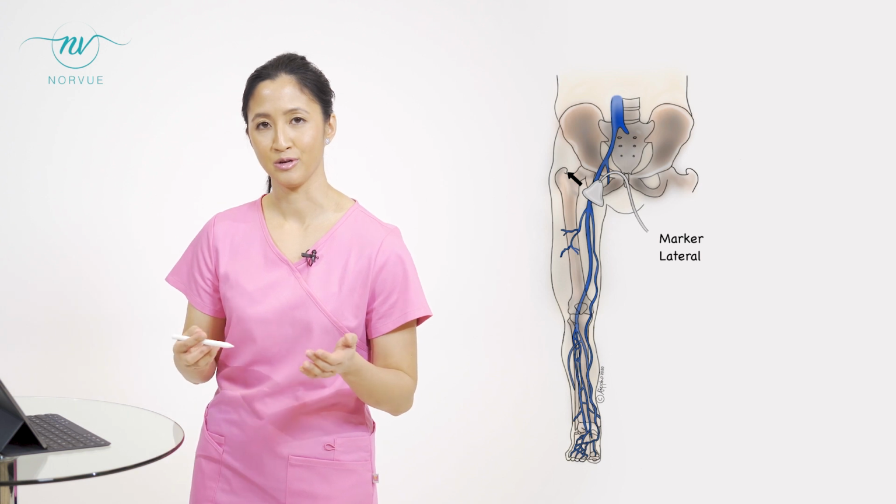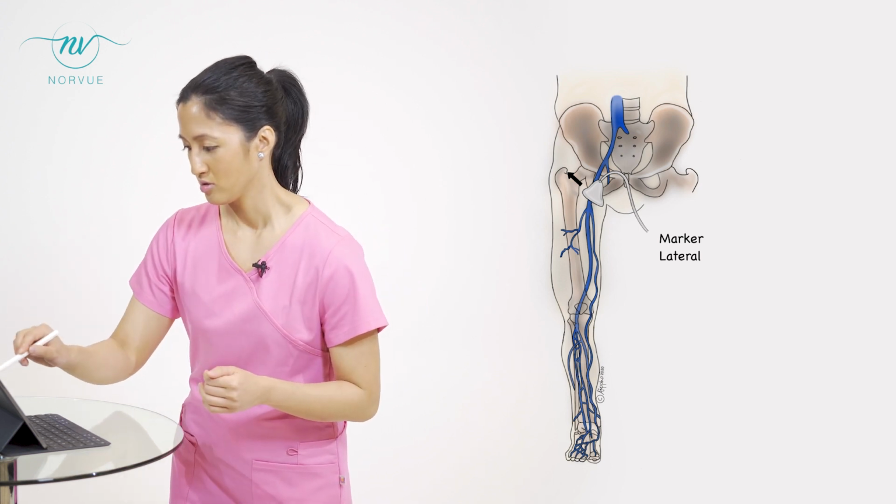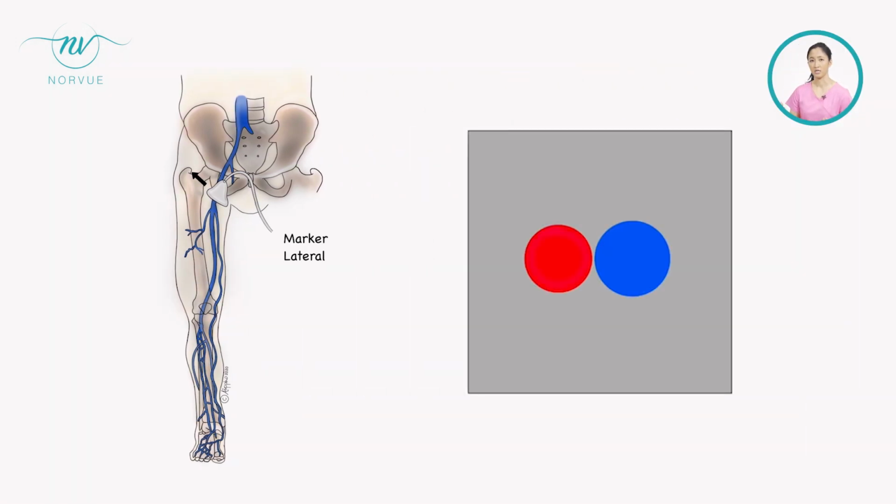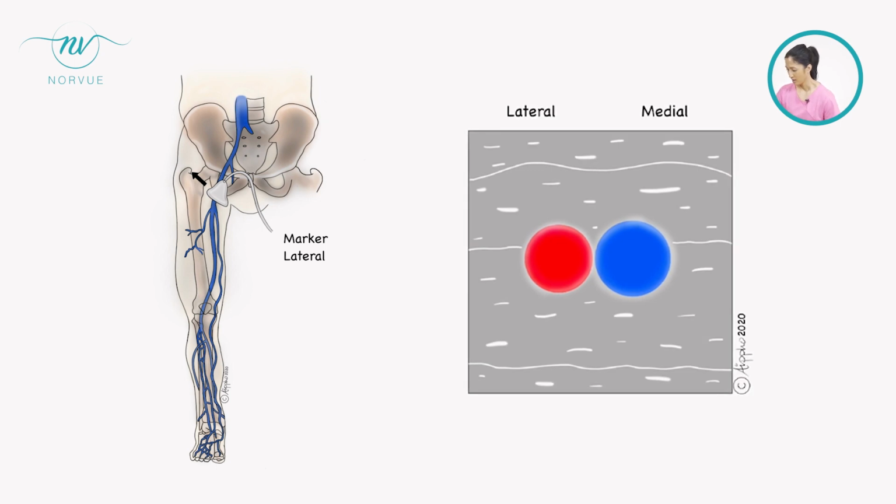So how does it look on the sonoanatomy? This is the illustration of the sonoanatomy. Here you see the common femoral vein, which is located medially, and in the lateral part, you see the common femoral artery.